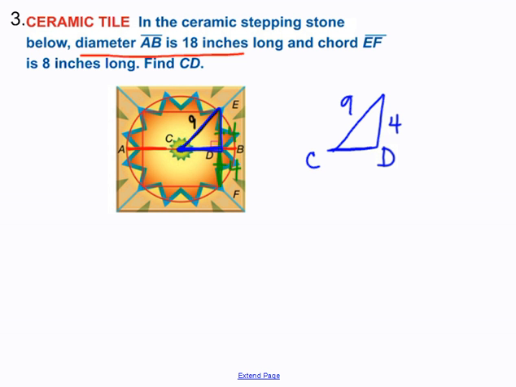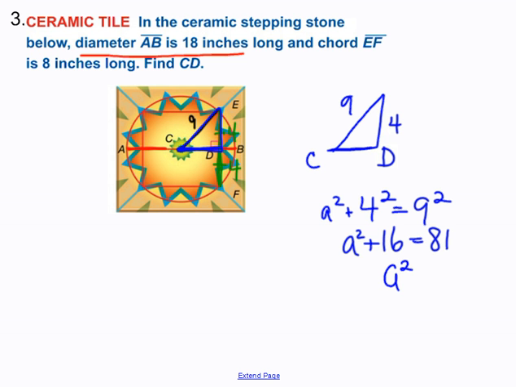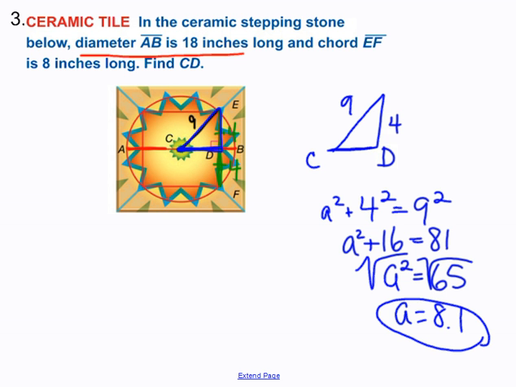All right, so when I do the Pythagorean theorem, I'm going to say a squared plus 4 squared equals 9 squared. So I get a squared plus 16 equals 81. And I get a squared equals 65. And then when I square root that, I end up with a equals 8.1. So that is the measurement of CD.